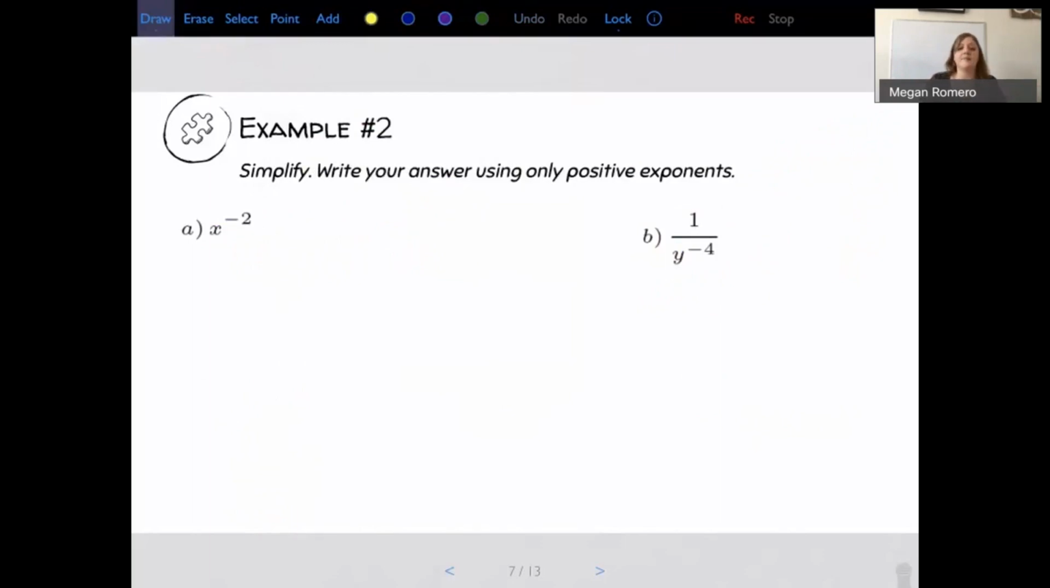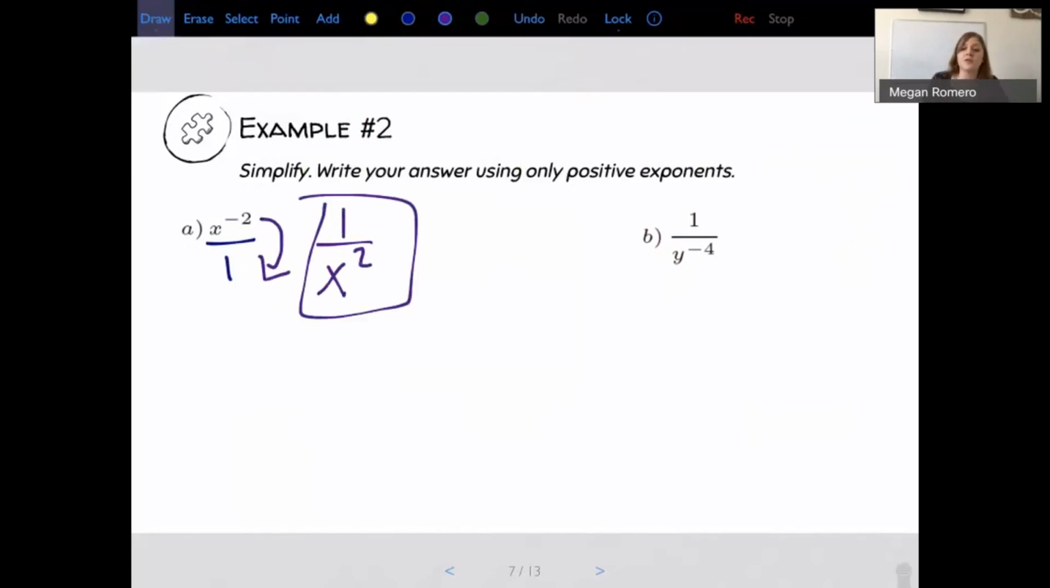Now we're going to simplify bases with negative exponents that have a variable instead of a number. Anytime you're asked to write your answer, you're asked to write it using only positive exponents. So the same applies. X to the minus 2, you can put it over 1. This x to the minus 2 comes to the denominator, it changes positions in the fraction, and the exponent becomes positive.